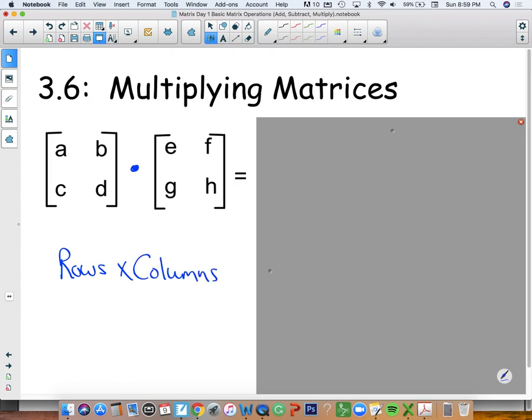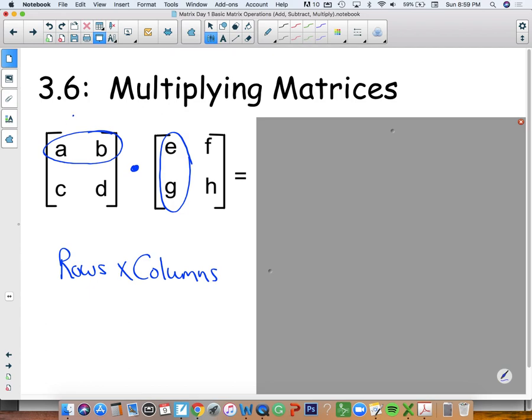we read the size of a matrix as rows by columns. That's how we're going to multiply two matrices as well. We're going to multiply the row of the first one times the column of the second one, all right? So it's going to be these two times these two, okay? So you're going to kind of think of which ones you see first.